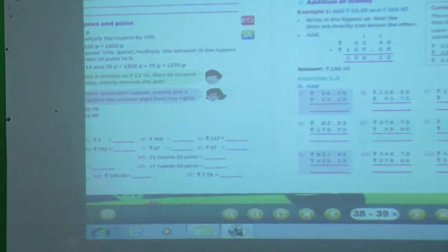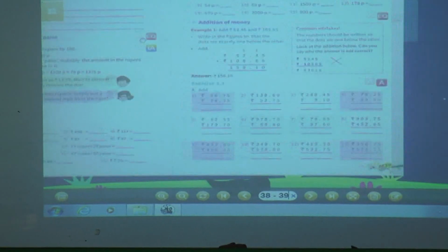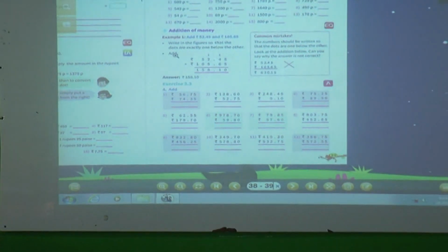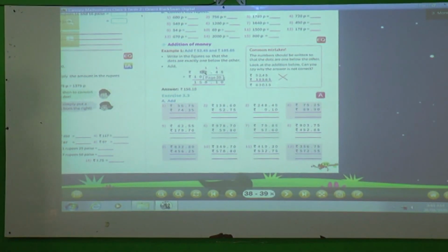Dear students, in our last session we completed conversion of rupees and paise. Now today we are going to see the addition of money. So open your textbook, page number 39. Look at the board here. How to do the addition of money, that we will see today.